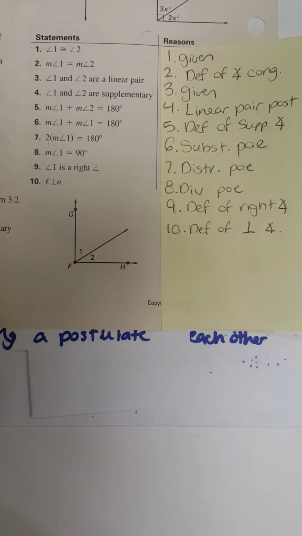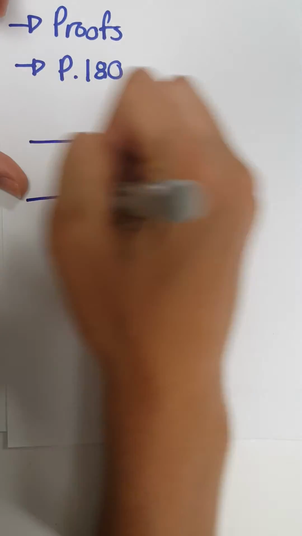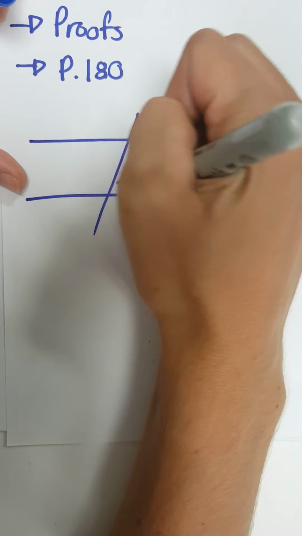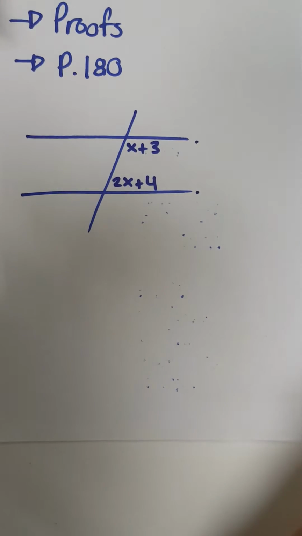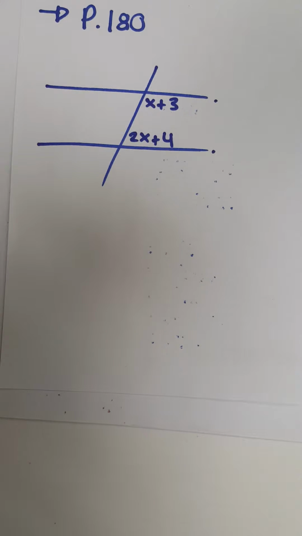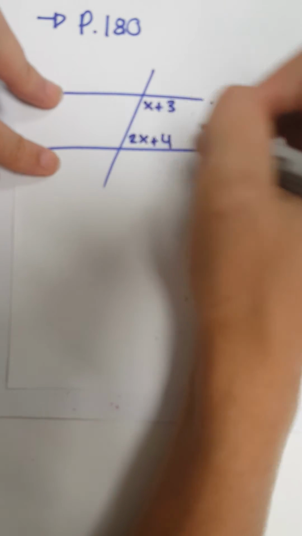Just some reminders maybe. Let's see here. Some blank page. What happens if I have lines like that and I have x plus 3 and 2x plus 4? What would x have to be in order for these 2 lines to be parallel? Well, first off, the question we have to ask is, what type of angles are they? Say it out loud. Hopefully you said consecutive interior angles. Consecutive interior angles are the only weird one. What do we know about consecutive interior angles?